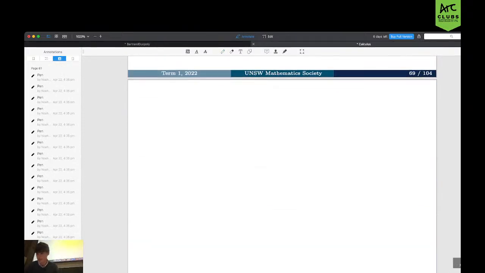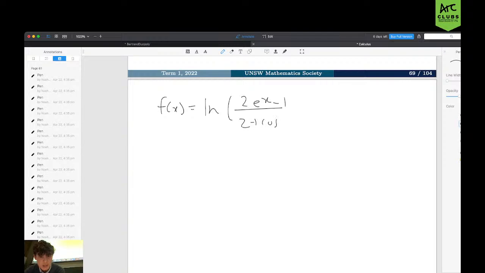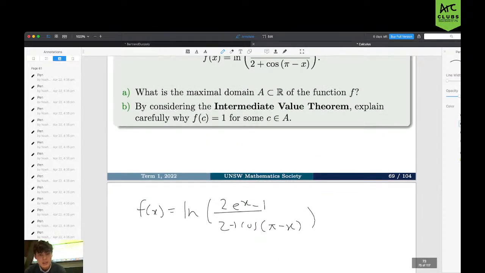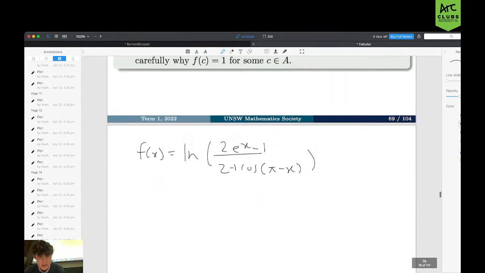So this is our function here. We have a log function with an exponential inside and a trigonometric function. So the question is, what is A? In other words, what is the domain of the function?